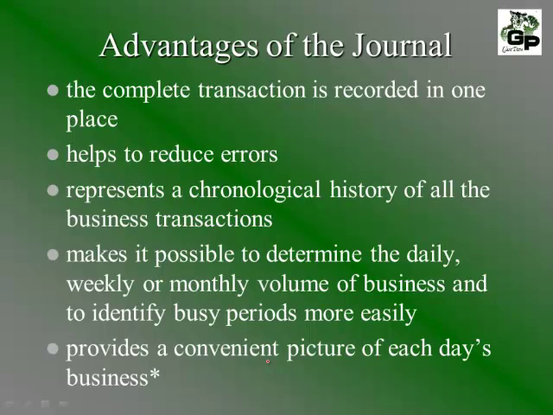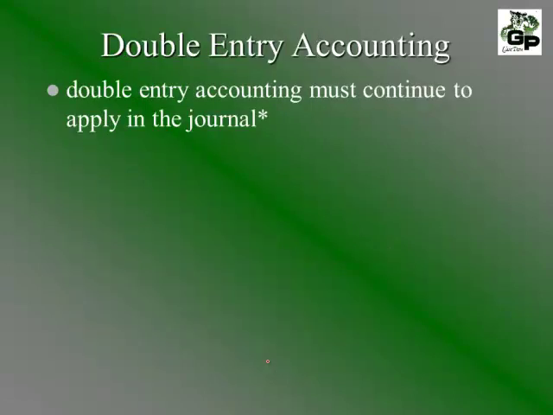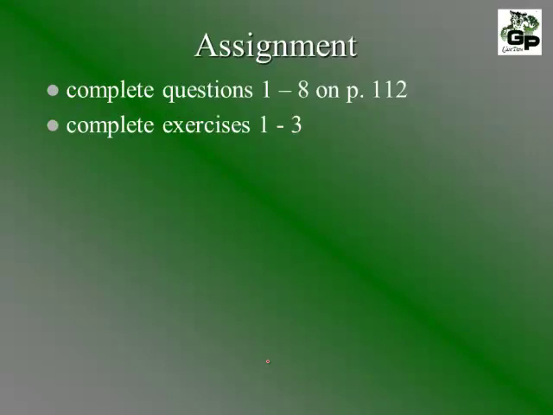It provides a convenient picture of each day's business. So we can go back in time, check out a certain date, and see everything that happened for that day and find out if it was a good day or a slow day. Double entry accounting continues to apply in the journal, as you saw. For every transaction, there's a debit entry and a credit entry, and the two amounts are equal. There can be more than two accounts depending on the type of transaction.